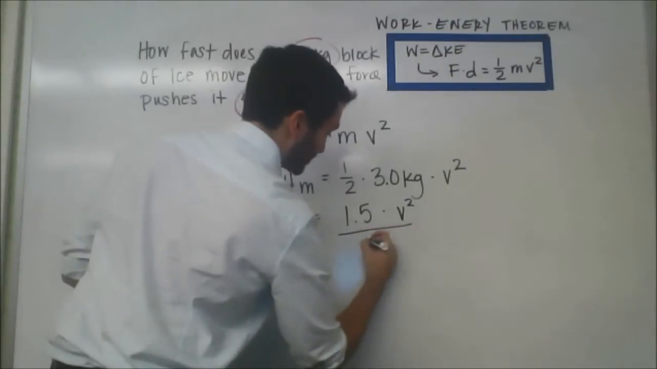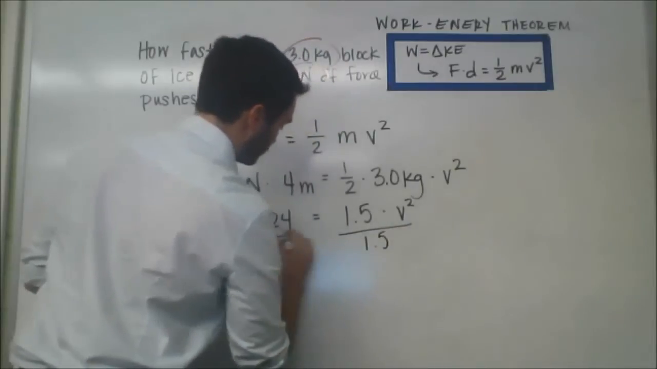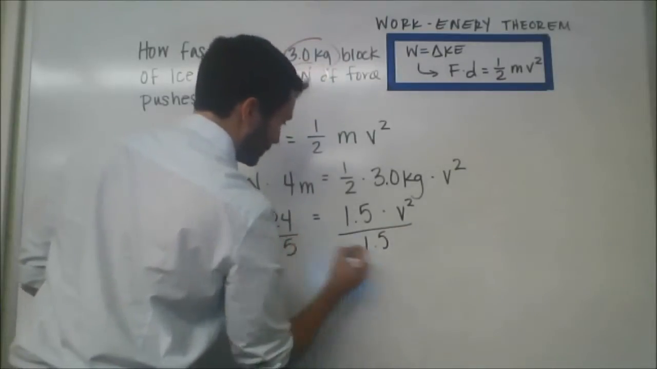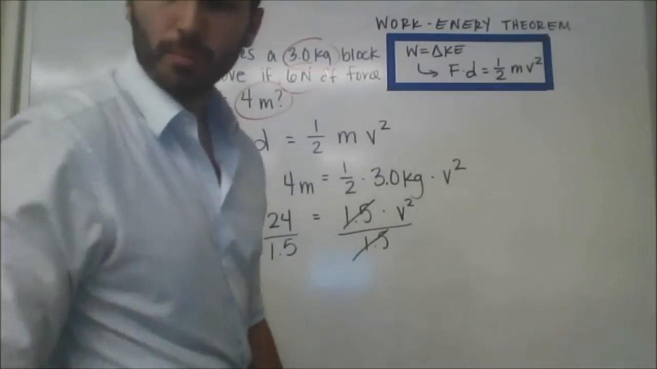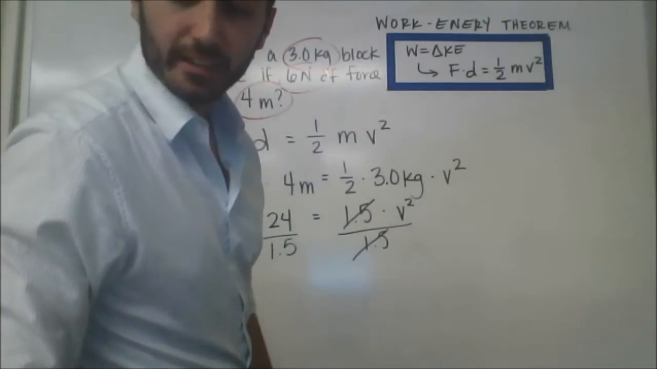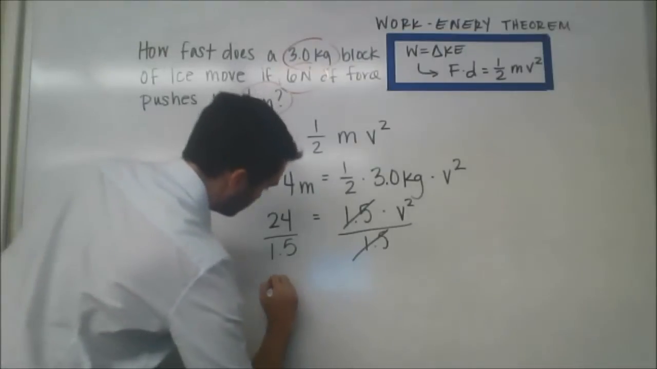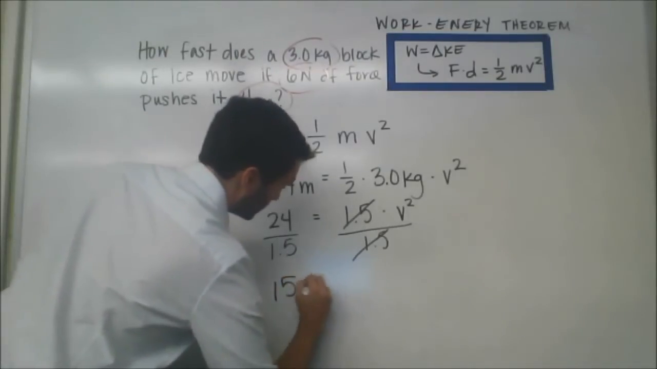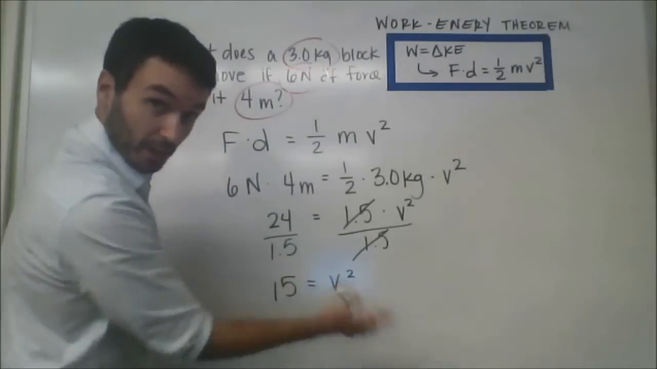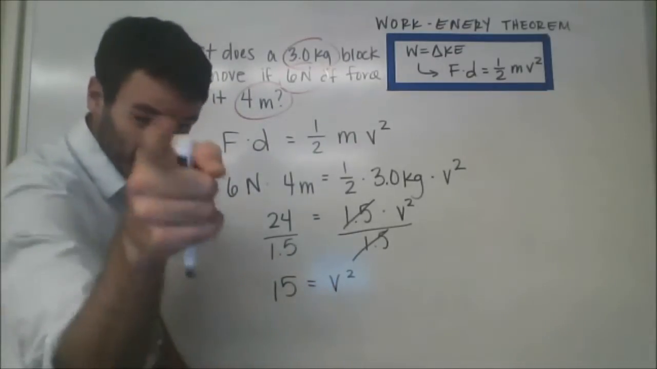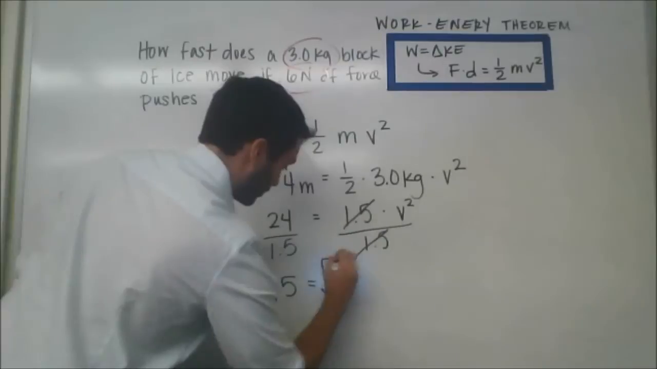Let's divide both sides by 1.5. So it cancels out over here. 24 divided by 1.5 is about 15, which is equal to v squared. Of course, we got to get that out of the way. How do we do that? Square root. Take the square root of both sides.